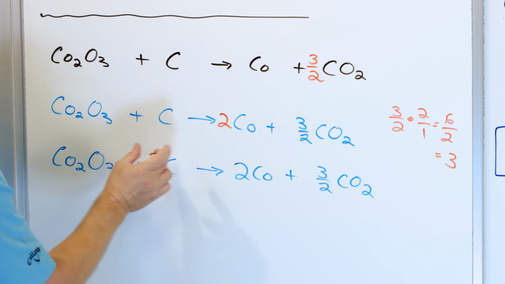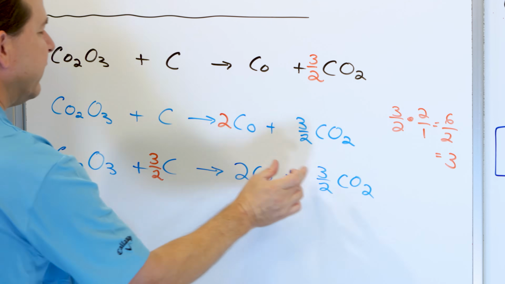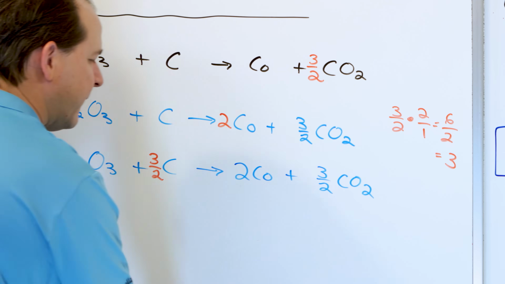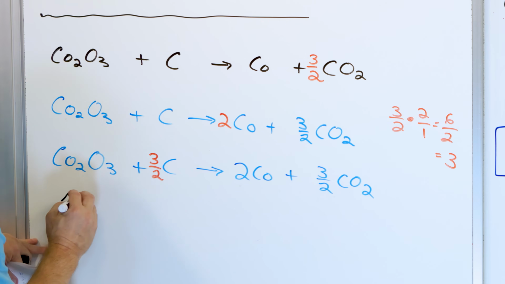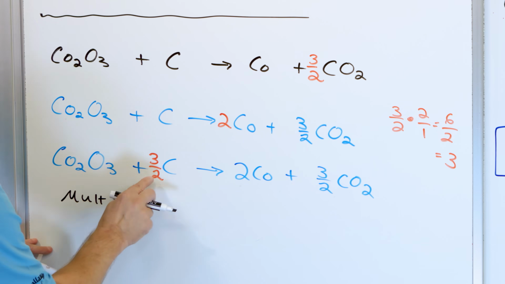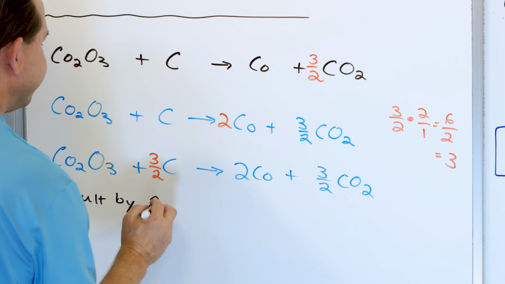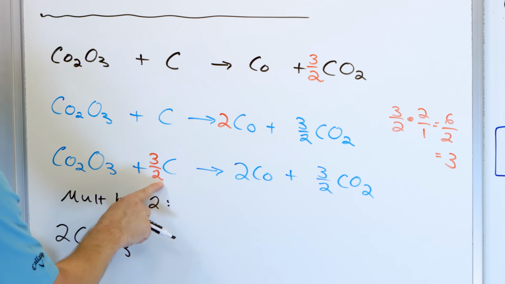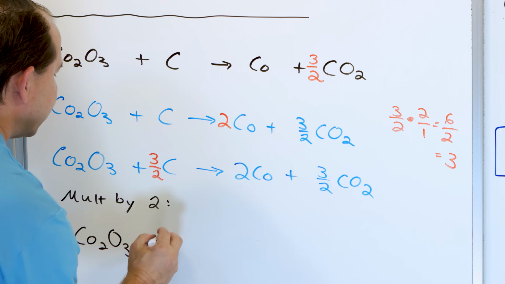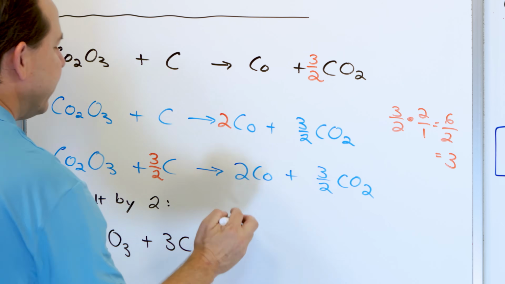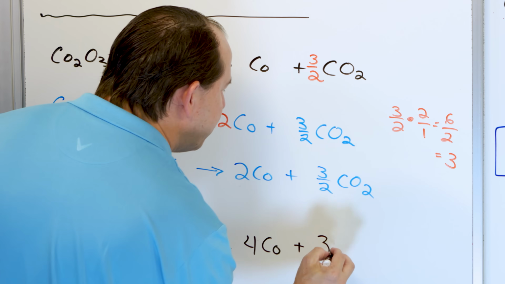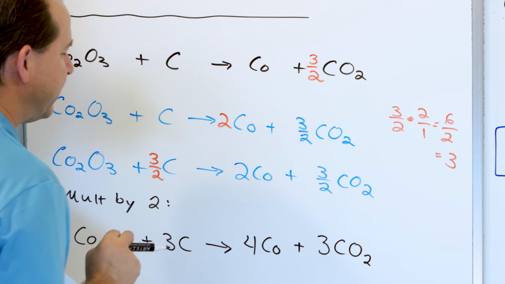2 cobalts, 3 oxygens, 3/2 carbon, 3/2 carbon. It's balanced, but we don't like to leave it like this. We're going to multiply by what? The denominator here is a common number, 2. So when I take the first thing, it's going to be 2 Co2O3 multiplied by 2. When I multiply this by 2, the denominator cancels, and so it's going to be 3 carbons. Multiply this by 2, it's going to be 4 cobalts. And multiply this by 2, I'm going to have a 3 left behind, CO2, because the denominator cancels.